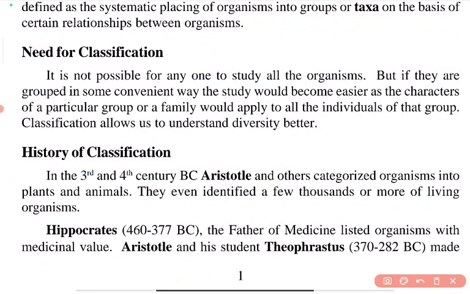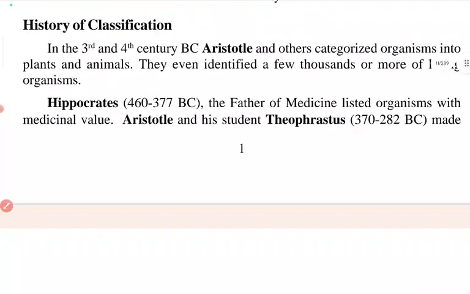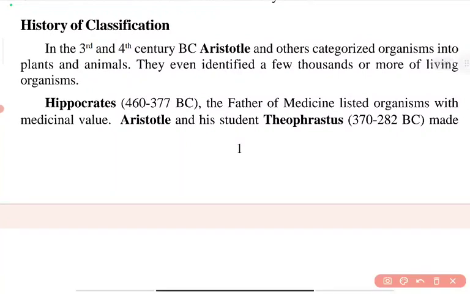What is classification? If organisms are grouped in some convenient way, it will be easier to study, as the characters of a particular group or family would apply to all individuals, and then understanding diversity will be better. Classification will be better when these are grouped in some convenient way. Now, the history of classification: how and in what way were these organisms classified?